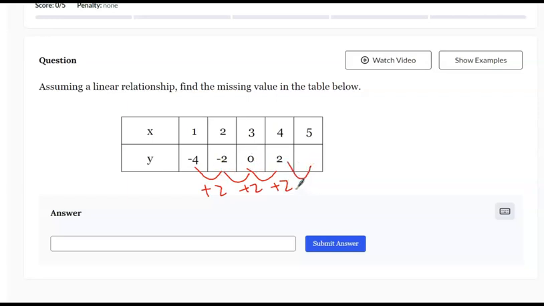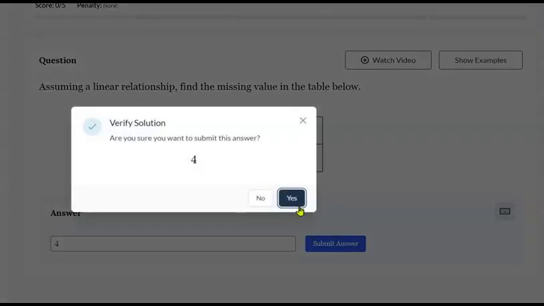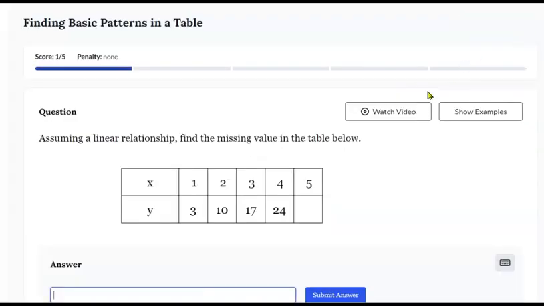The next thing you need to do is add 2 to the last value so you can find the missing value. So for us, the answer would be 4. So we're going to type a 4 into the answer field here and click Submit. We'll try this one more time.